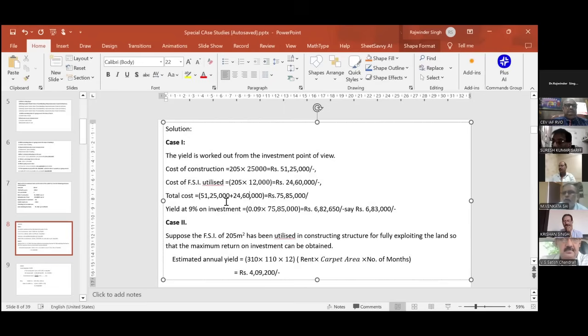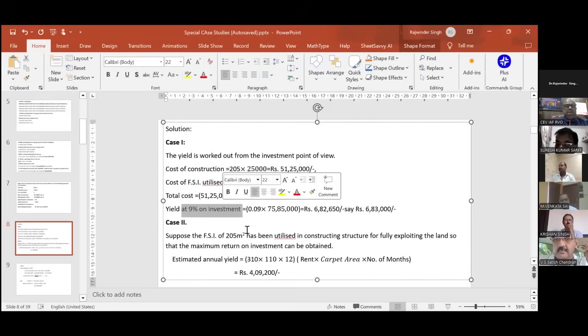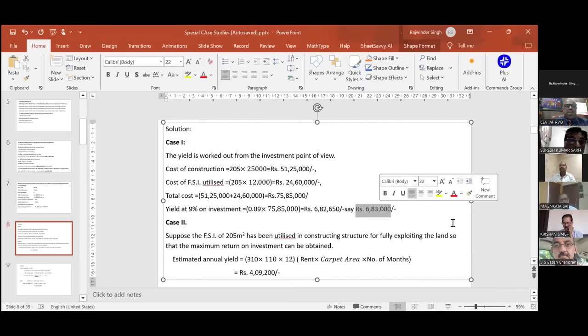And total cost comes out to be 51,25,000 plus 24,60,000. Total cost is 75,85,000. And let us suppose yield rate is 9%. So the yield at 9% investment will be 9% of 75,85,000. It is approximately 6,83,000, if you calculate it from the investment point of view.